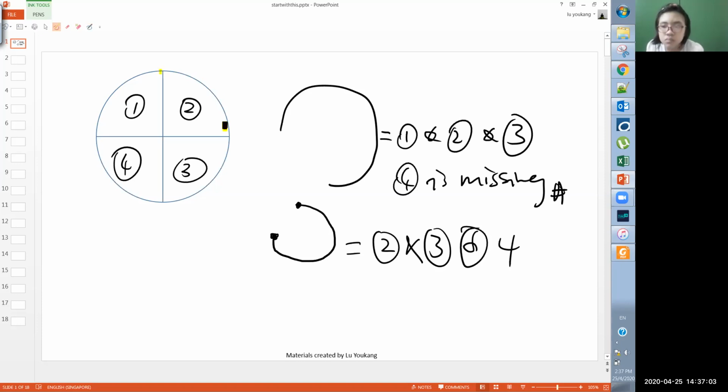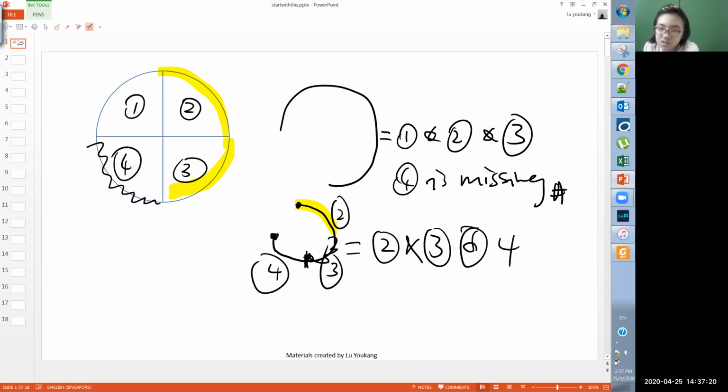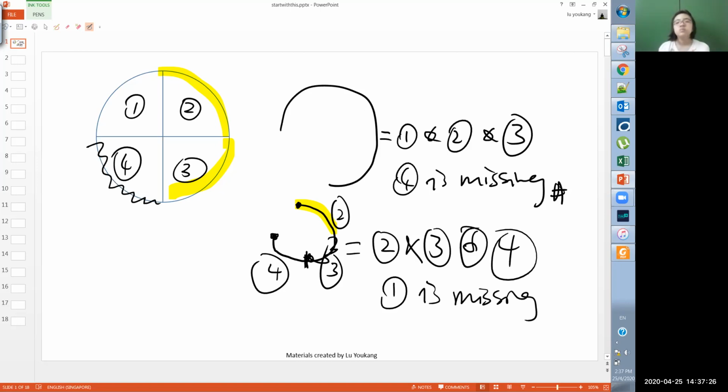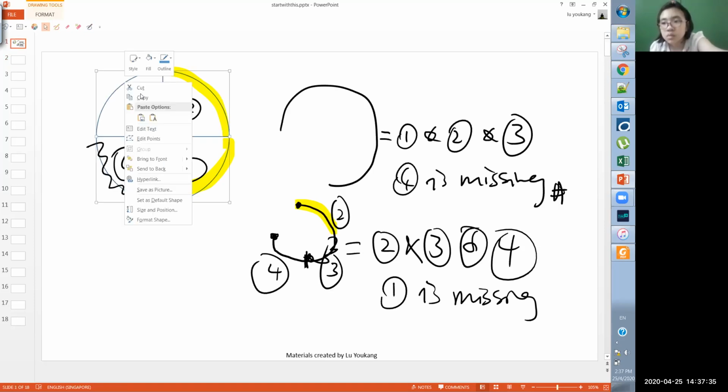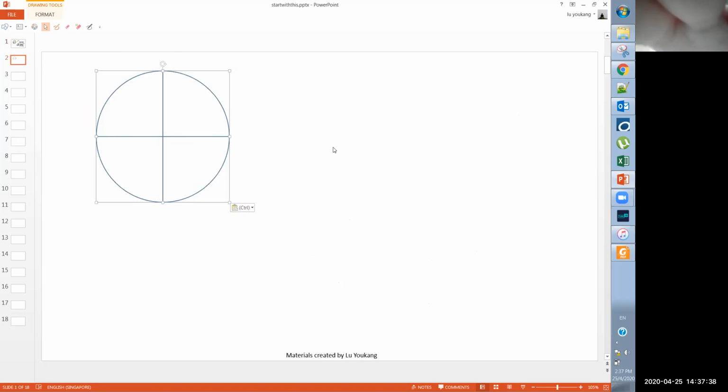2, okay, 3, right? And then ultimately 4. So what is missing? 1 is missing. Okay, simple enough. So that means if you are asked to find this one, how do you find it?